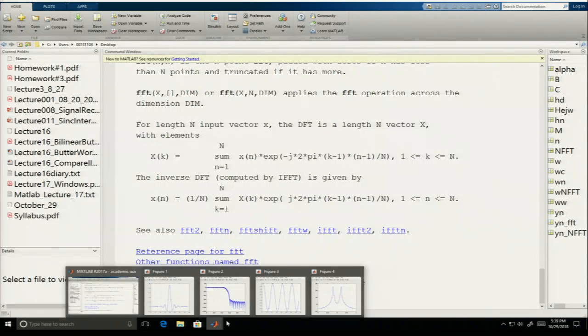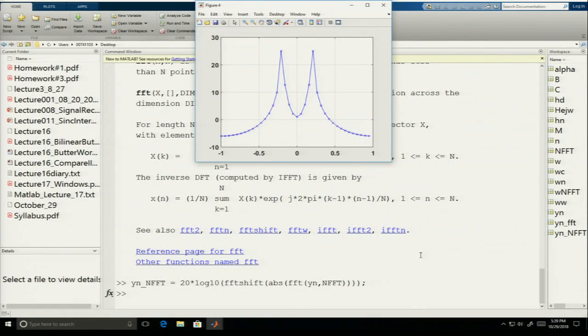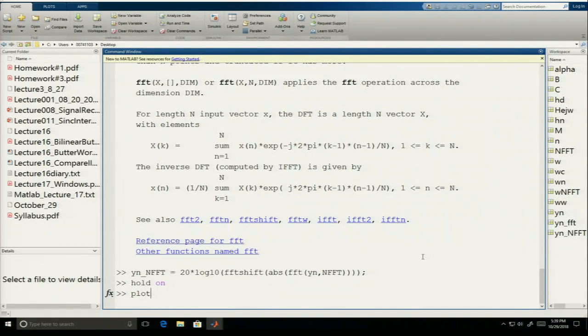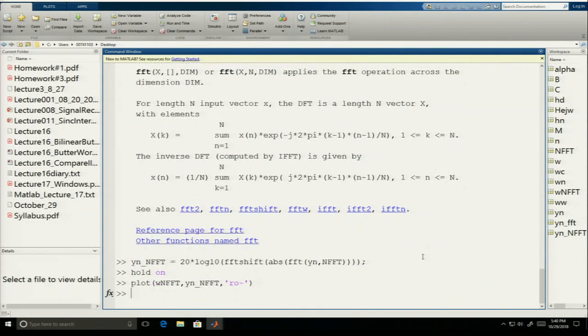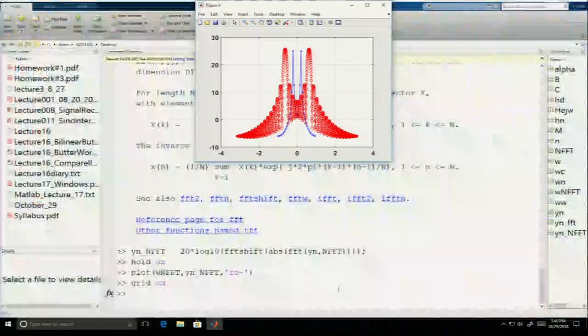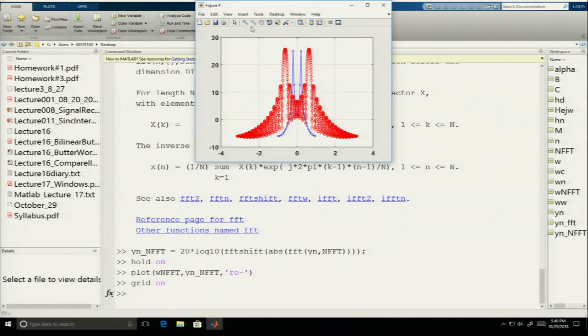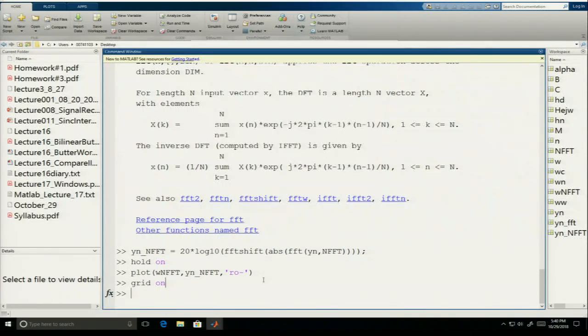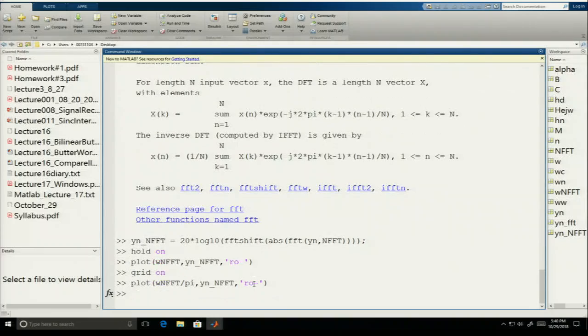Now let's go back to our original and hold that on, and then plot. Do I have a variable for that? I do. And let's put it in red just so you can kind of see the differences. I think the grid's already on. And, oh, you know what I did? You see what I did wrong? Notice W N, I did not scale it by pi. Scale the other one by pi.